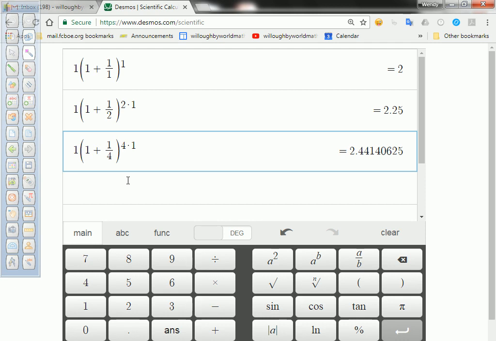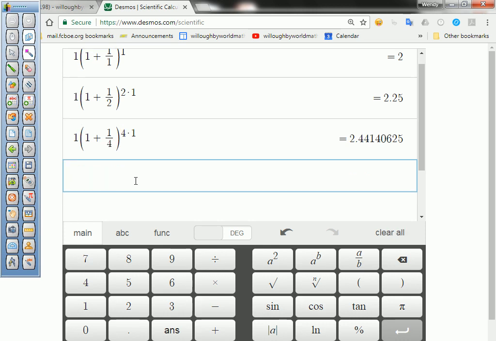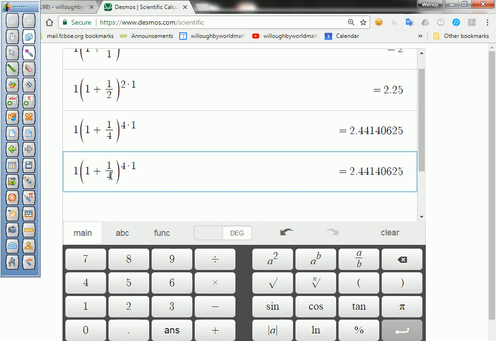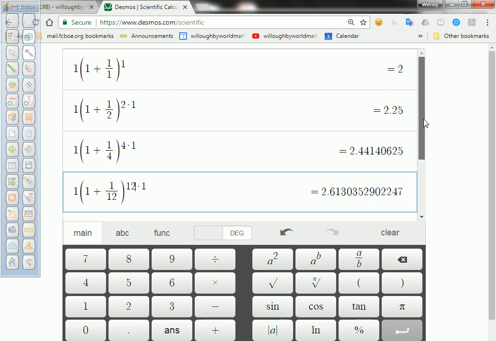All right, the next one is monthly. So monthly, the 4 would change to a 12. All right, now let's take a look and see how it's changing. It started off at 2, then it went 2.25, and then 2.411, and then 2.613. Okay, give yourself about 6 decimal places.